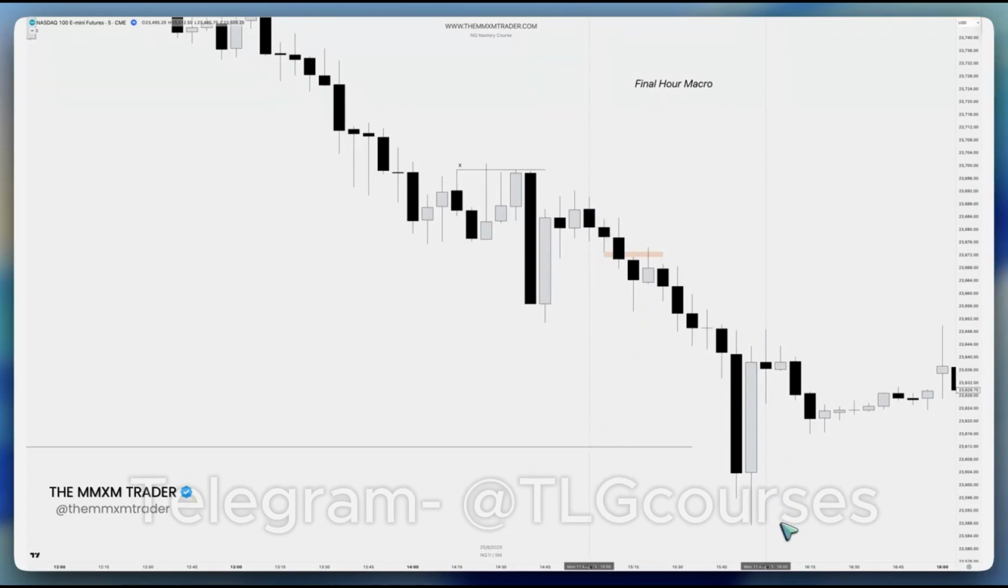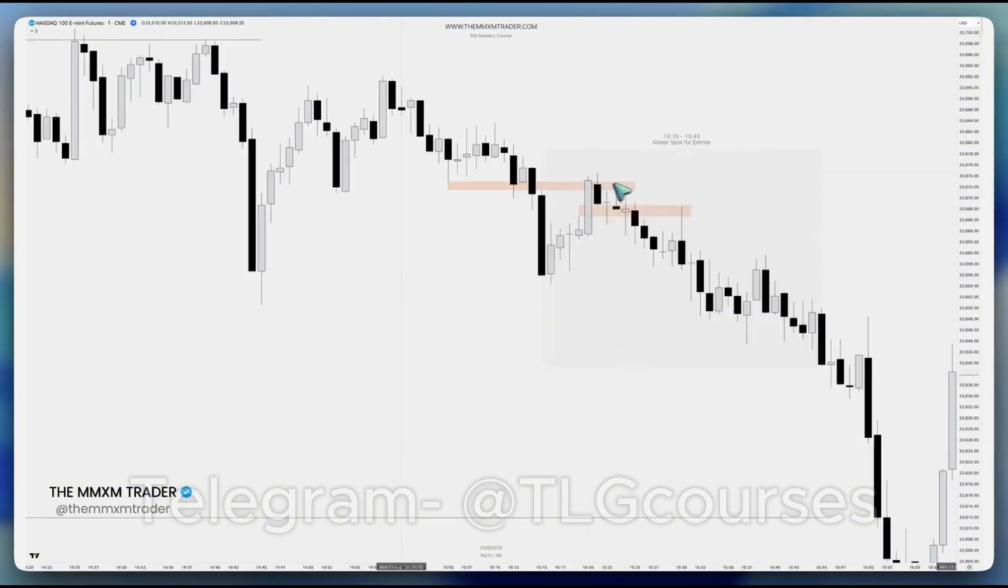Look at the volatility in this time window, same as we had in the previous example. That's not random, it's clearing out some liquidity. A 5-minute fair value gap formed there. You could have shorted that and then it sold off. Now this is that 5-minute fair value gap.